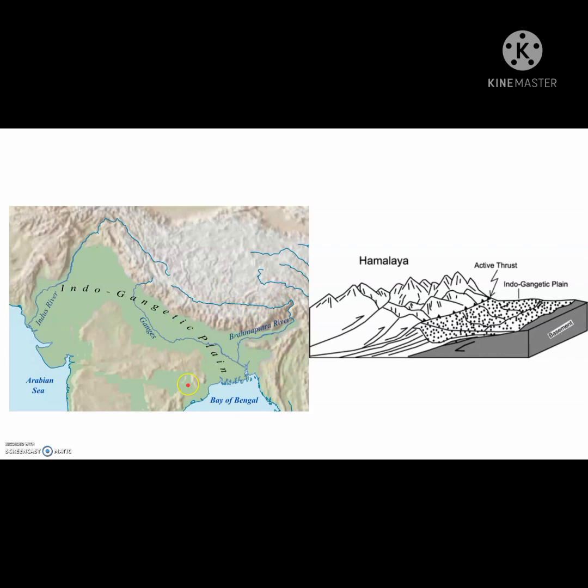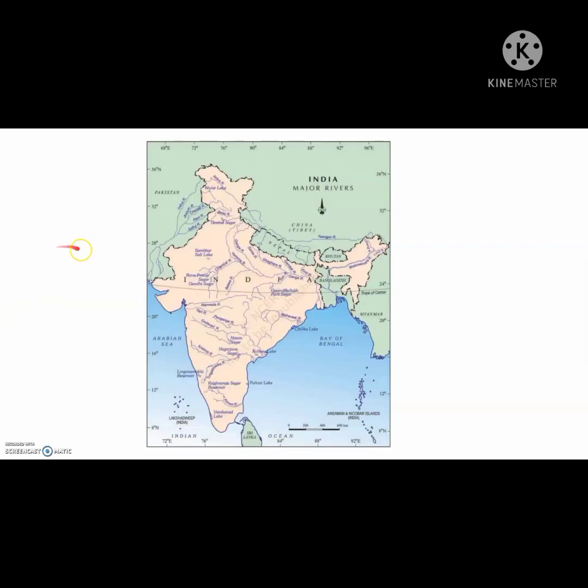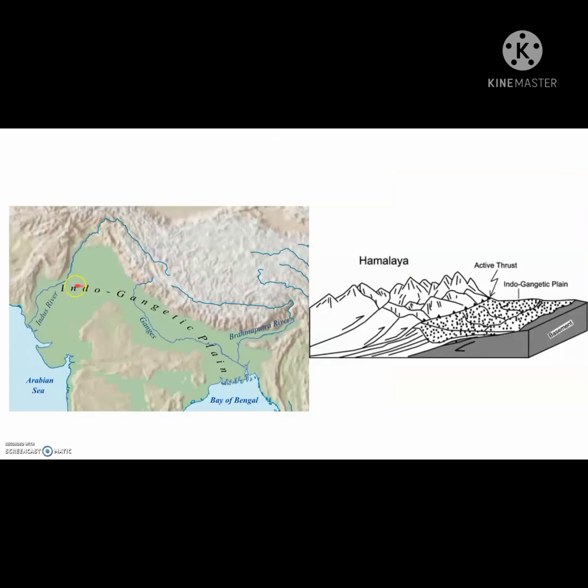The first one is the western part. It was formed due to the Indus and its tributaries. What are the tributaries? Jhelum, Chenab, Beas, Ravi, Sutlej. The Indus River and its tributaries formed the alluvium. Most of this part is located in Pakistan.